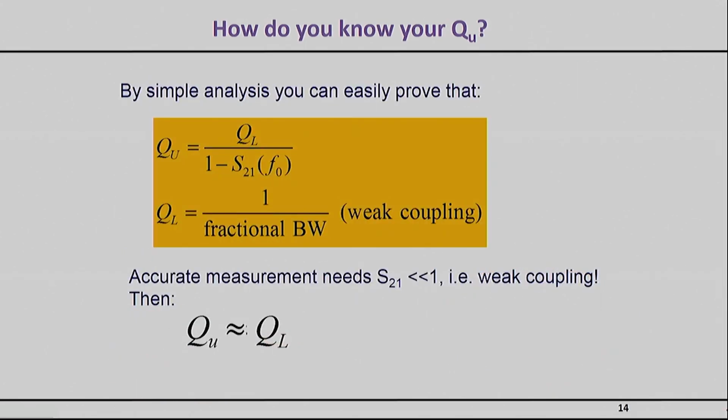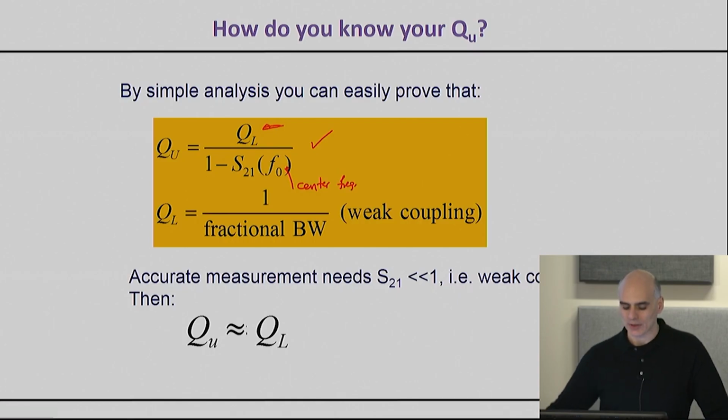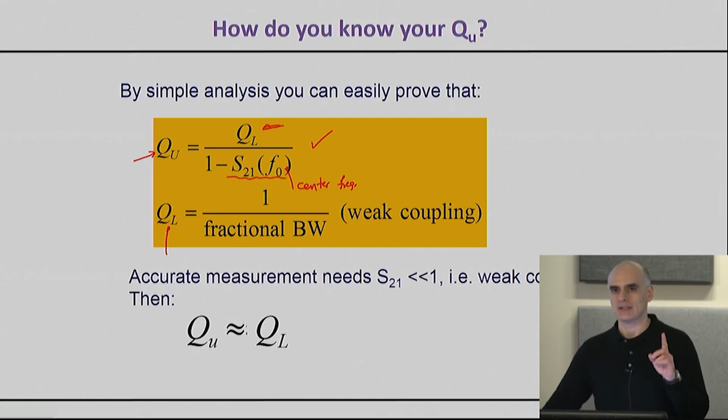Now, if you do a very simple analysis of this circuit, you will find this very well-known equation that Q unloaded is equal to the loaded Q, and remember this is what you're actually measuring, over 1 minus S21 at F naught, the center frequency of your filter. In other words, because you can measure QL, that's nothing else but 1 over the fractional bandwidth that we discussed before, you can directly know the Q unloaded if you can only measure this S21. But there is a trick.